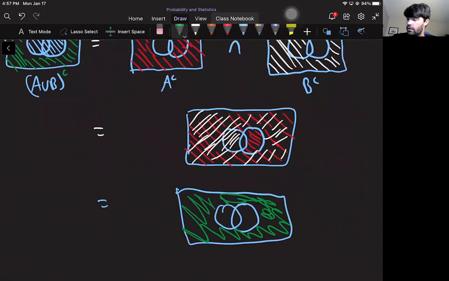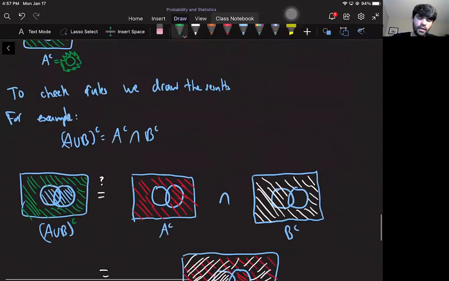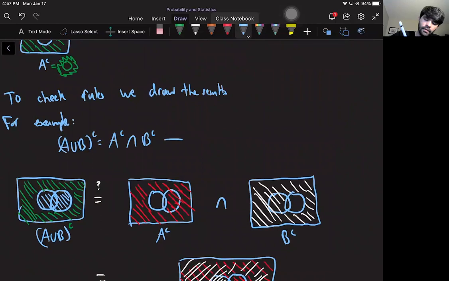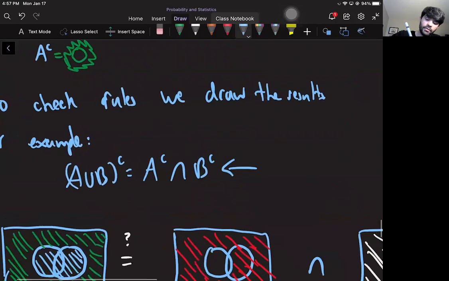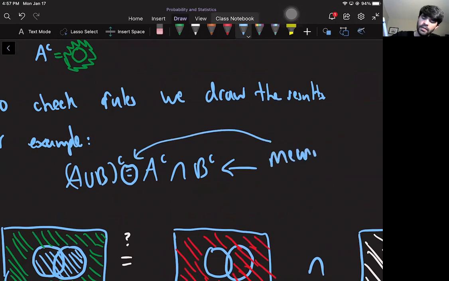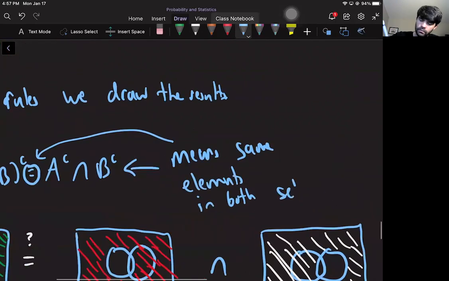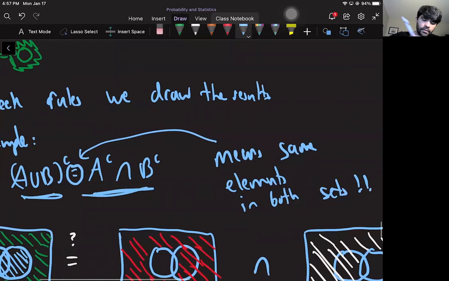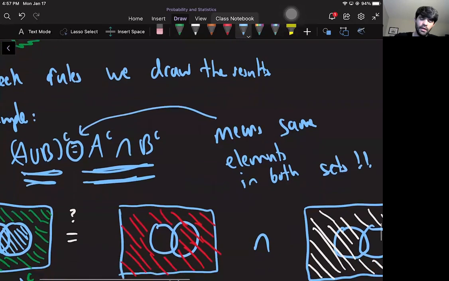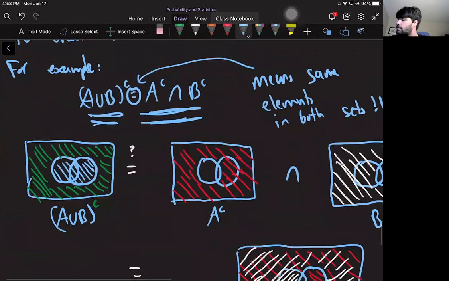Okay, so visually we can see that, yes, this equation makes sense. And just to be extra careful, when we're saying that two sets are equal, this really means that they have the same elements in both sets. The exact same elements. So if there's a 10 in here, then there's a 10 in here. If there's a 12 in here, then there's a 12 in here. They have the exact same thing in both sets.